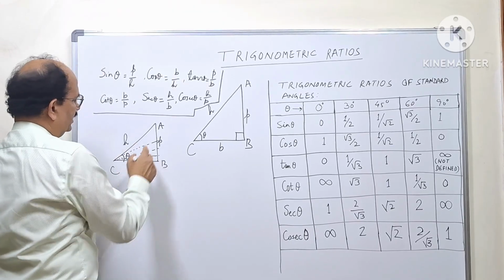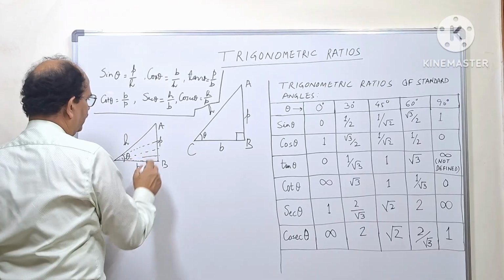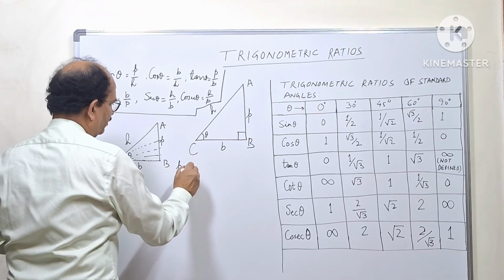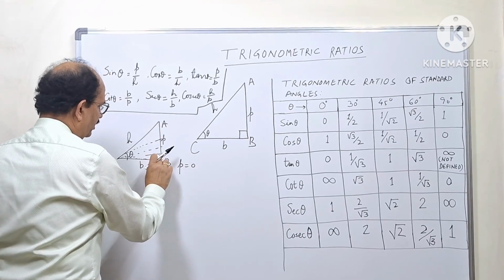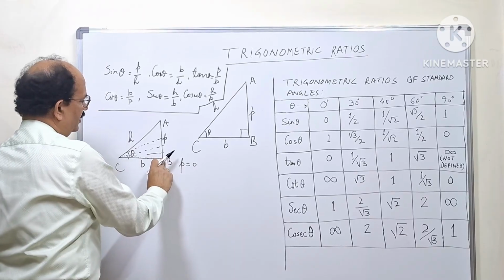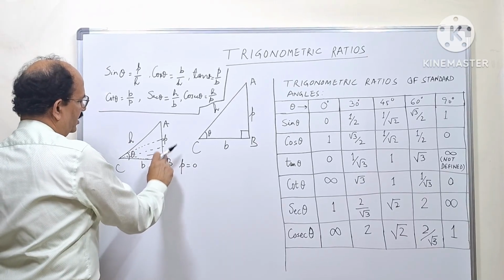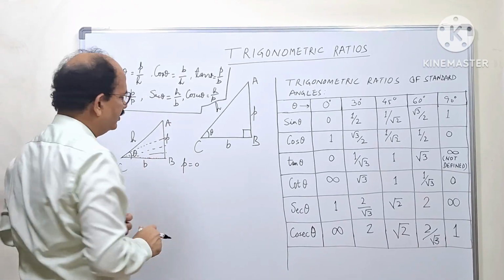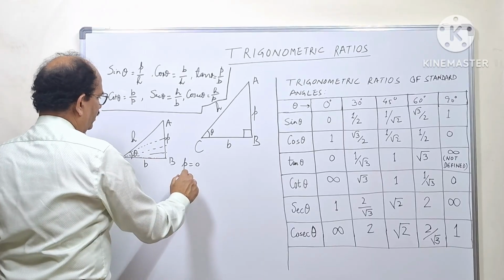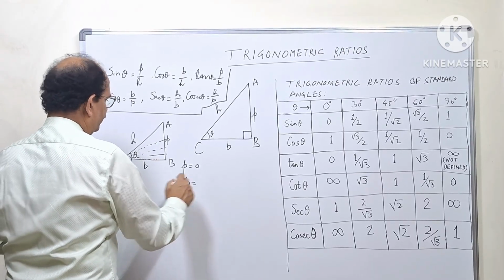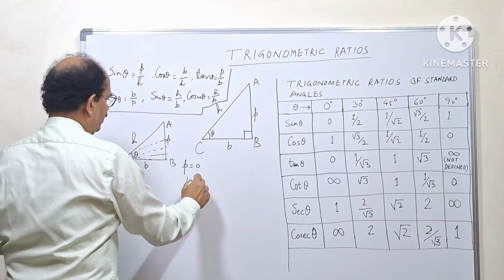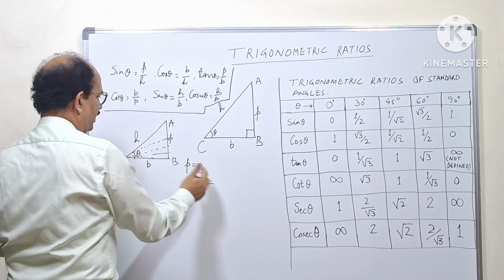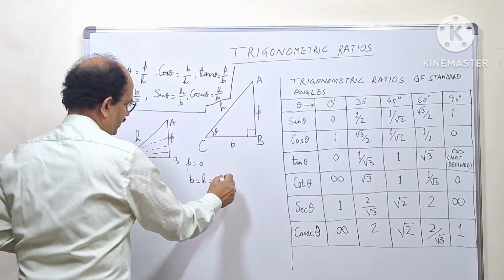If that happens, then what happens to the perpendicular? As you can notice, the perpendicular becomes equal to 0. This side just gets closer and closer. So the height of this side AB becomes 0, so perpendicular becomes 0. And whatever be the base, that becomes equal to hypotenuse, which we can say is BC.